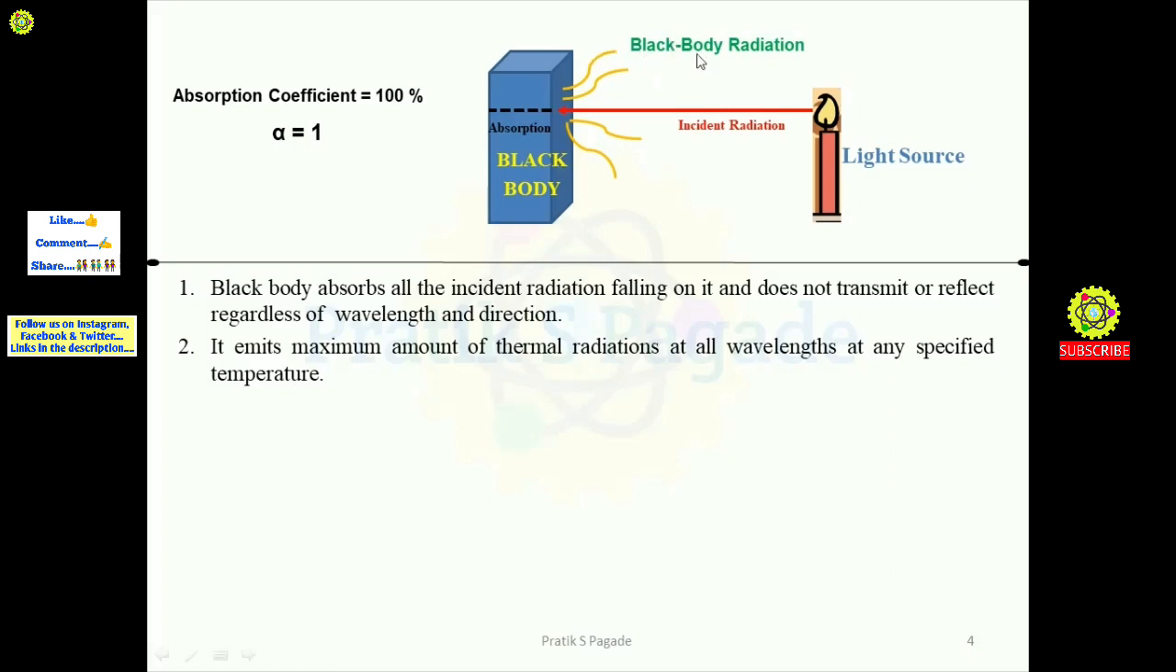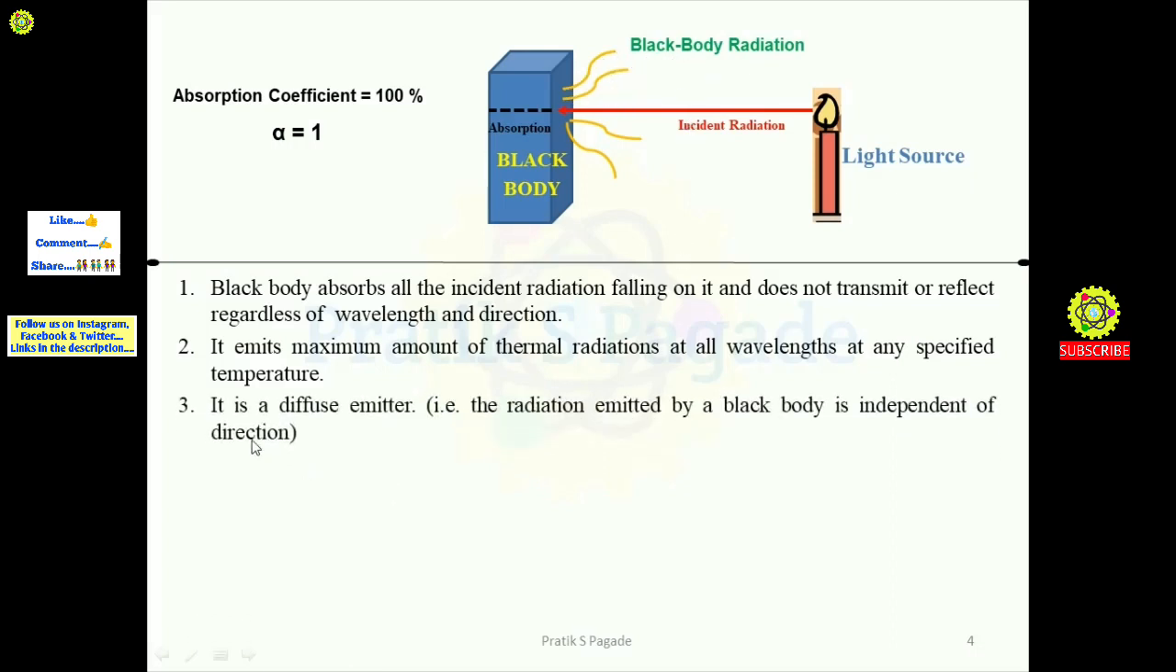As we have seen here, black body radiation happens due to the energy within the black body and due to oscillation of the particles, which causes the electromagnetic waves to come out. Further, it is a diffuse emitter, that is, the radiation emitted by the black body is independent of direction. As we have seen here, the emissions are going in any direction.